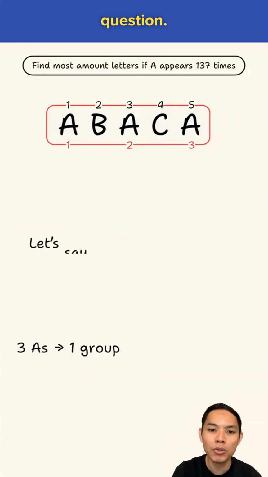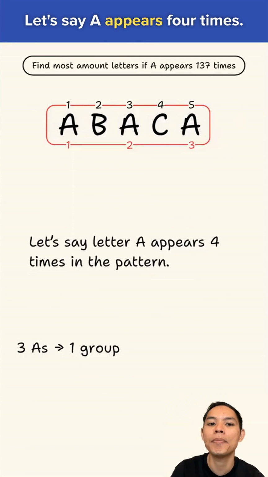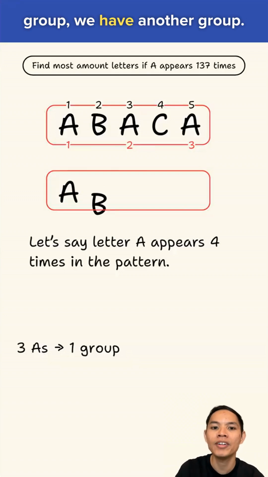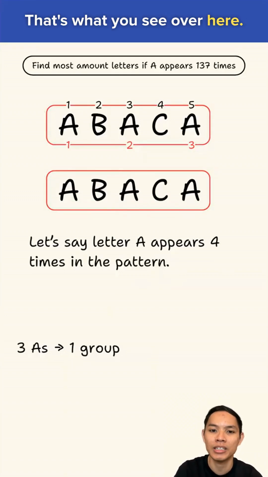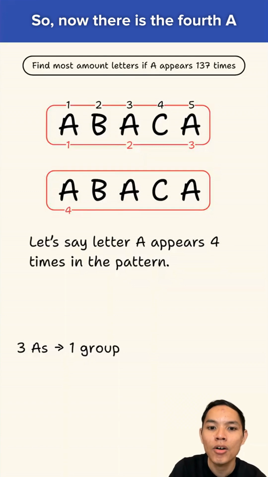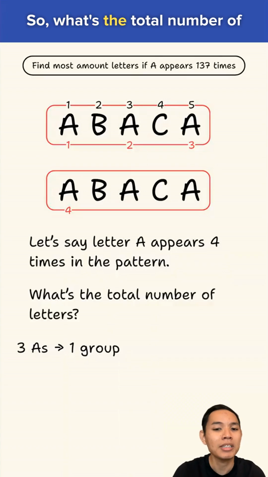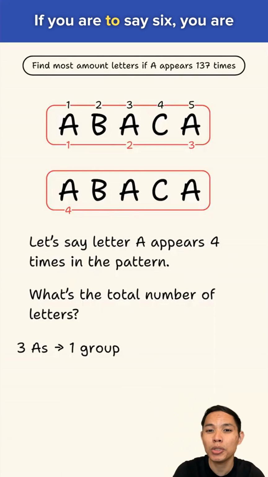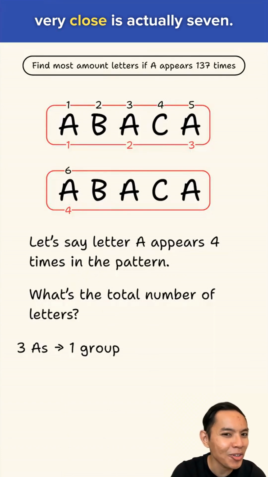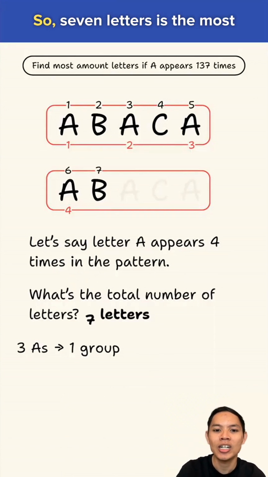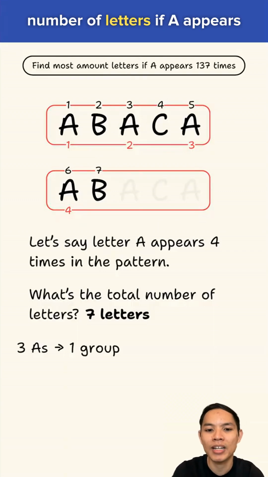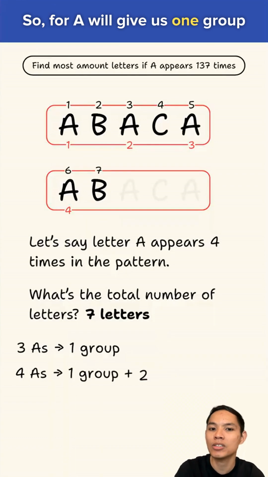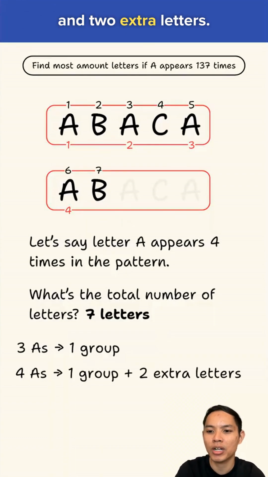Let's move on to another question. Let's say A appears 4 times. In this case, other than one group, we have another group. That's what you see over here. Now there is the fourth A that appears. So what's the total number of letters if A appears 4 times? If you were to say 6, you're very close. It's actually 7. So 7 letters is the most number of letters if A appears 4 times. So 4 A's will give us one group and 2 extra letters.